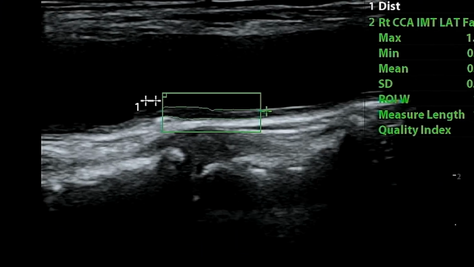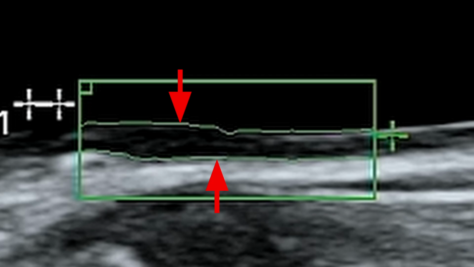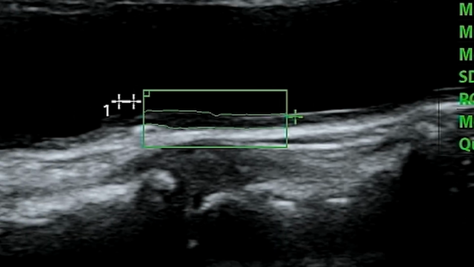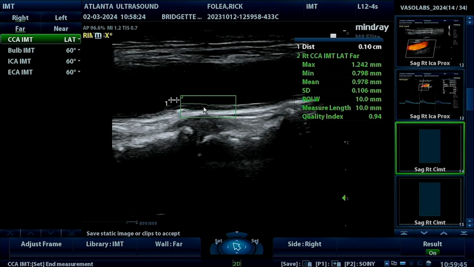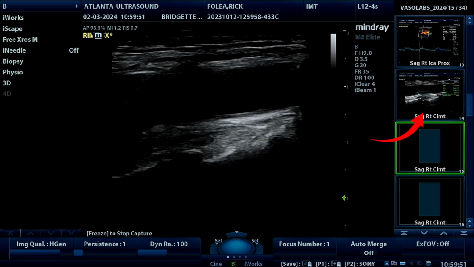Now we want to center the box vertically so the artery wall is in the middle of the box. Hit measure, and if you look closely, you can see where the machine outlined where it thinks the intima and media layers are. If it doesn't look right, well, just move the box a little and try again. You want to make sure the machine didn't pick up any weird artifacts that throw off the measurements. This looks good, so we save these measurements.